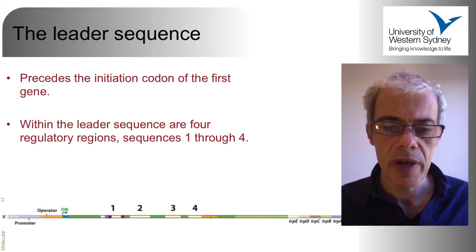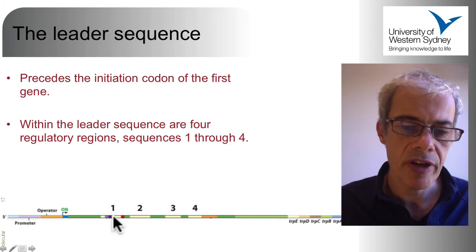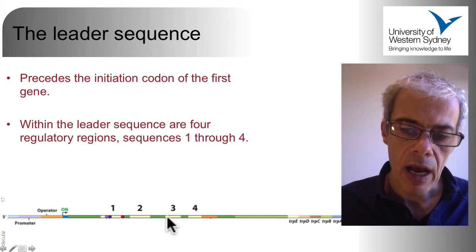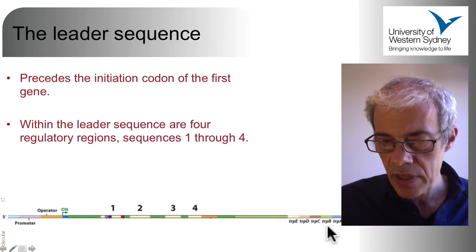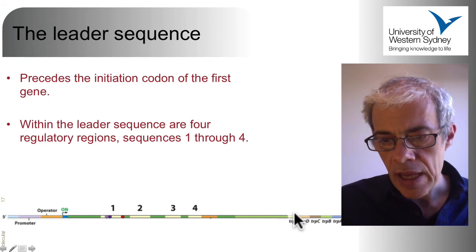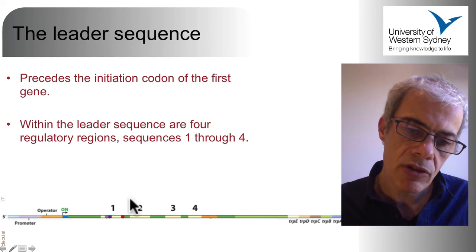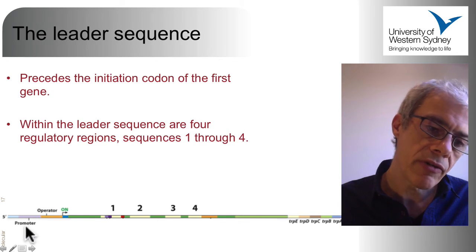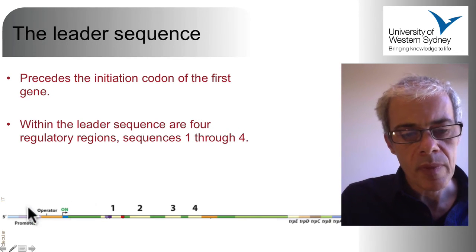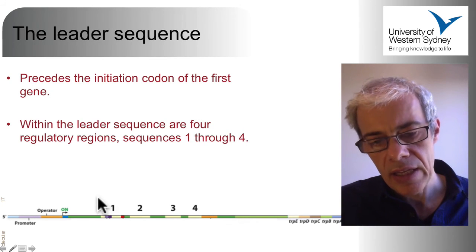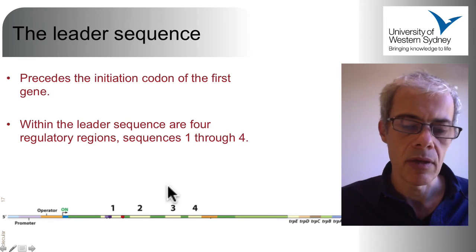And this is just showing that these four regulatory regions in the leader sequence are part of the operon. So here are the structural genes, and then upstream of these is the leader sequence with these four regulatory regions, and then way up here is the promoter, the operator binding site. So we're assuming that transcription has begun, and it's now looking at the process of producing a messenger RNA with these regions.